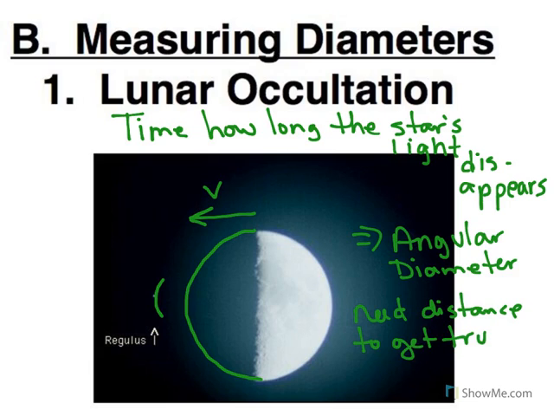And this technique is very limited because our moon doesn't cover most stars, so you're limited to the stars that are somewhere within the path of the moon, and they do need to be fairly bright because faint stars we would not be able to see. So this technique, although it works, is very, very limited.